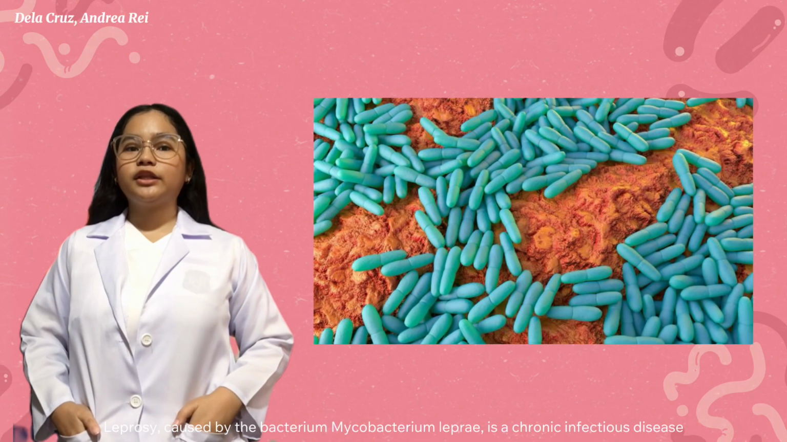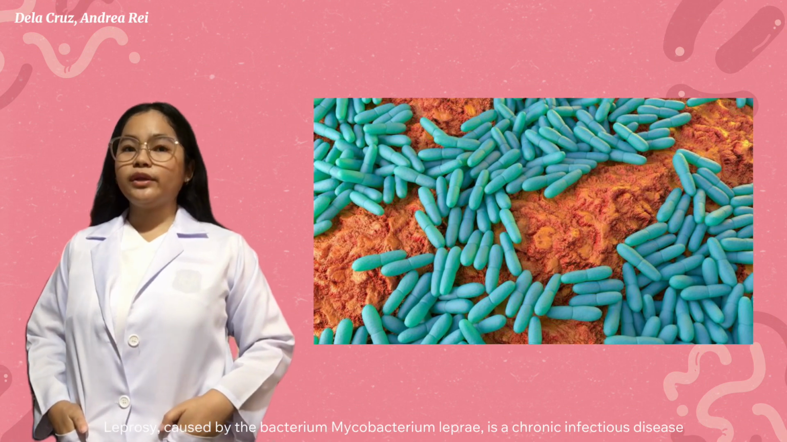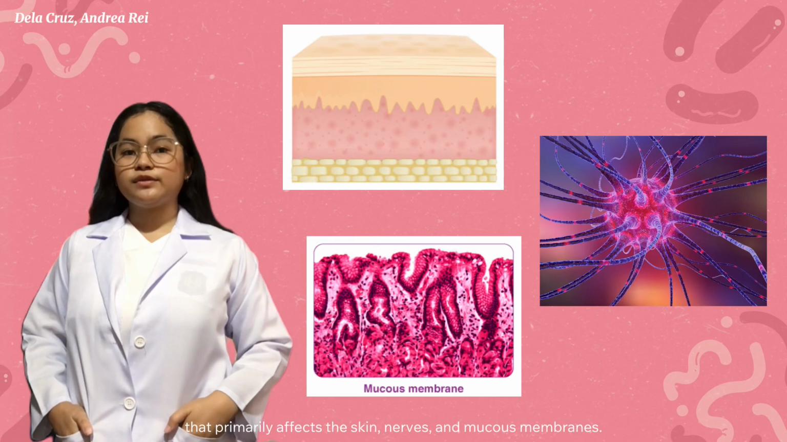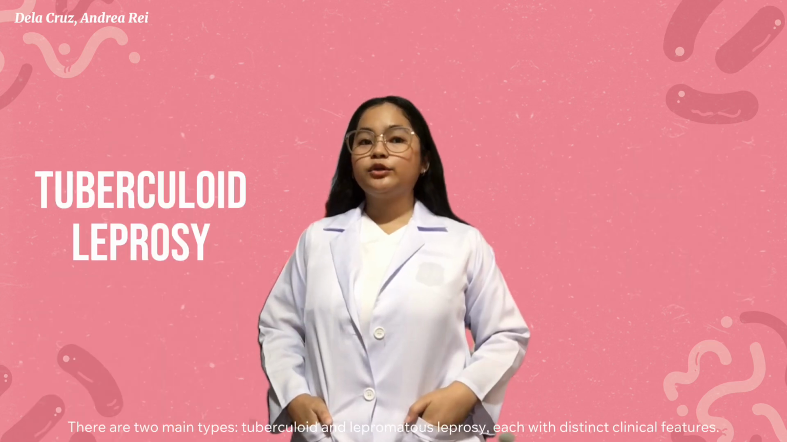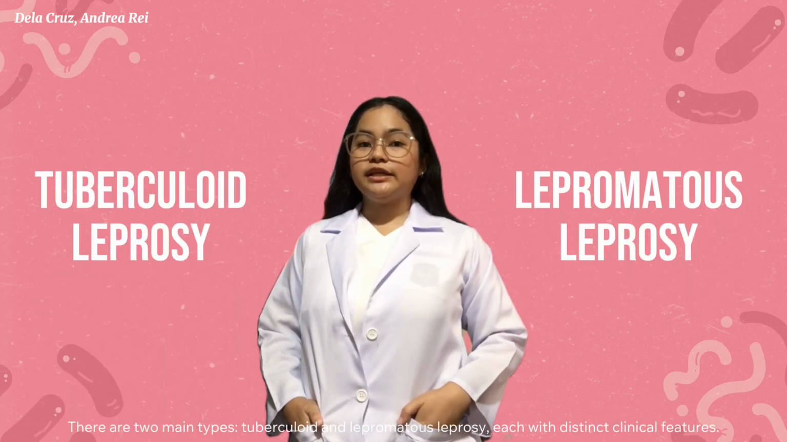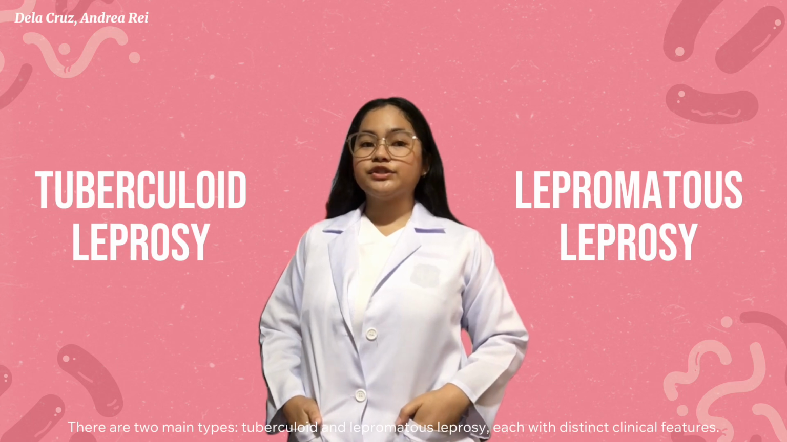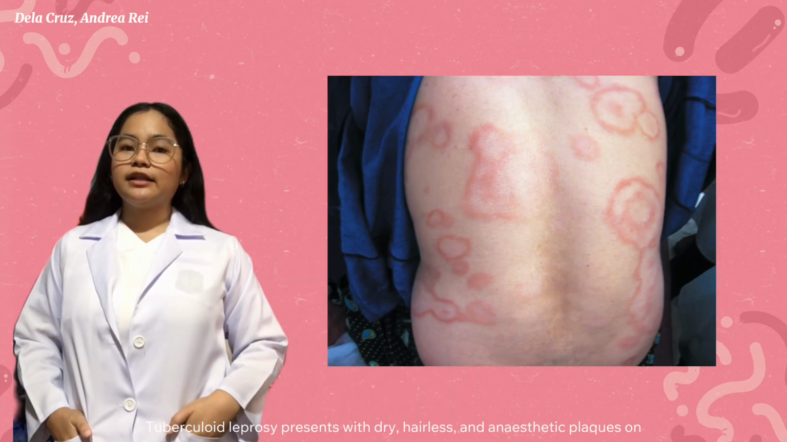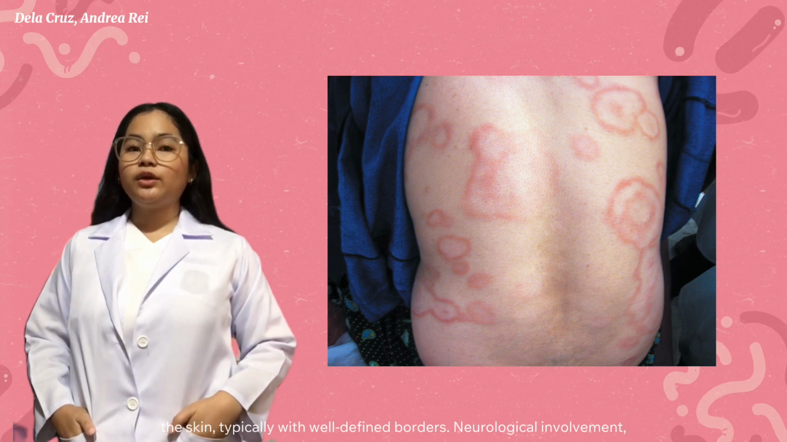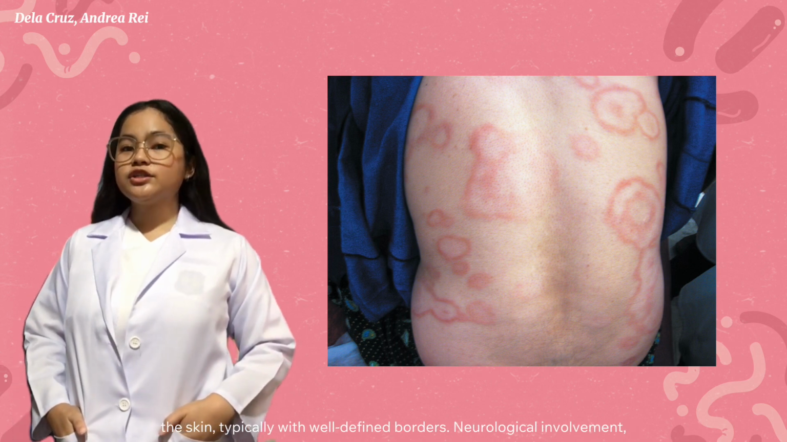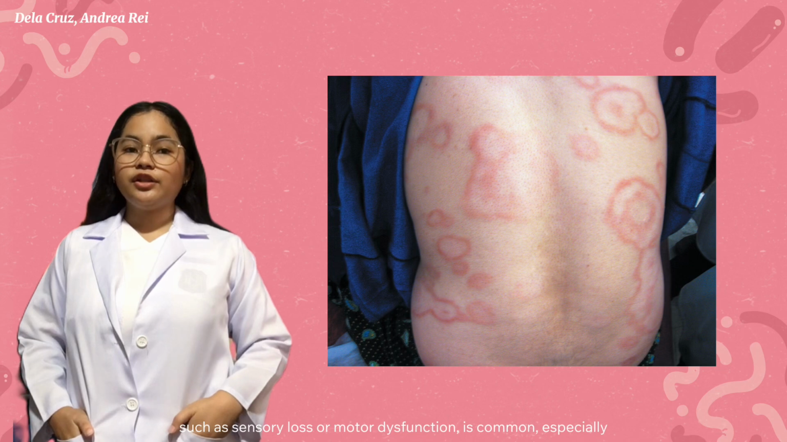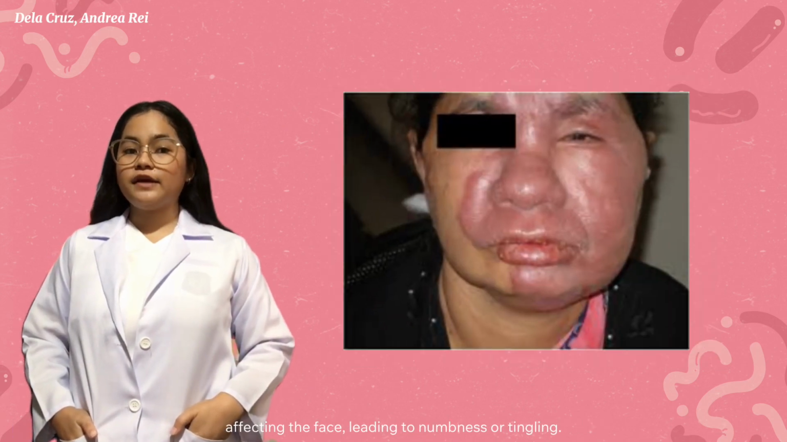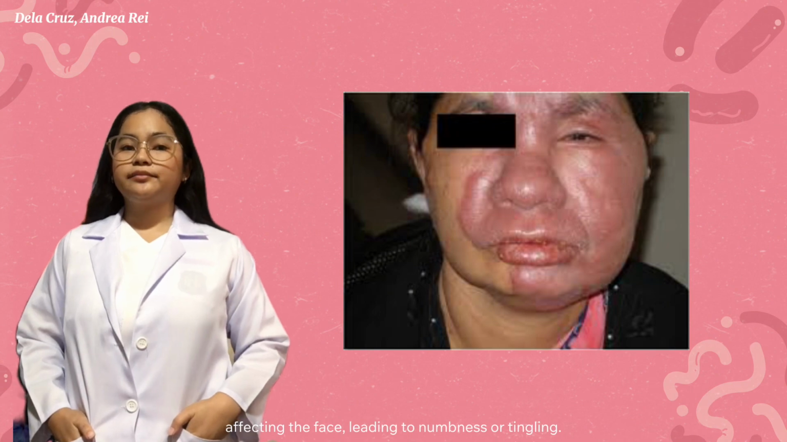Leprosy, caused by the bacterium Mycobacterium leprae, is a chronic infectious disease that primarily affects the skin, nerves, and mucous membrane. There are two main types, tuberculoid and lepromatous leprosy, each with distinct clinical features. Tuberculoid leprosy presents with dry, hairless, and anesthetic plaques on the skin, typically with well-defined borders. Neurological involvement such as sensory loss or motor dysfunction is common, especially affecting the face, leading to numbness or tingling.